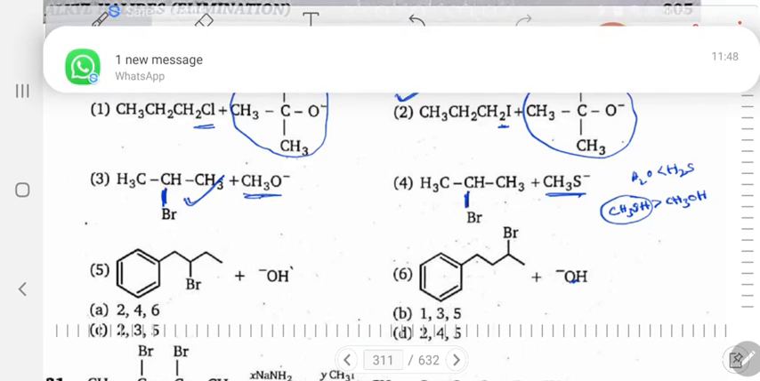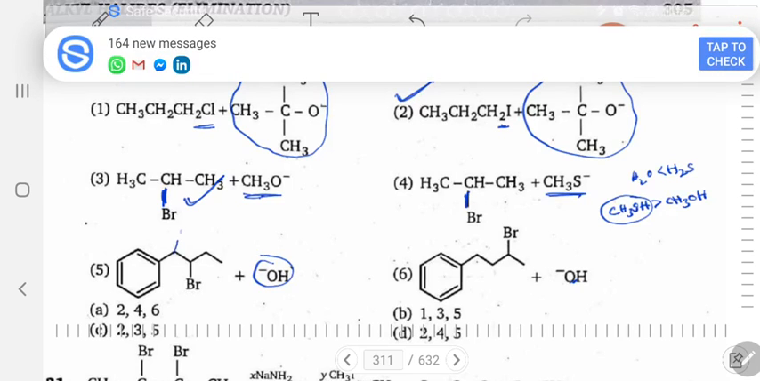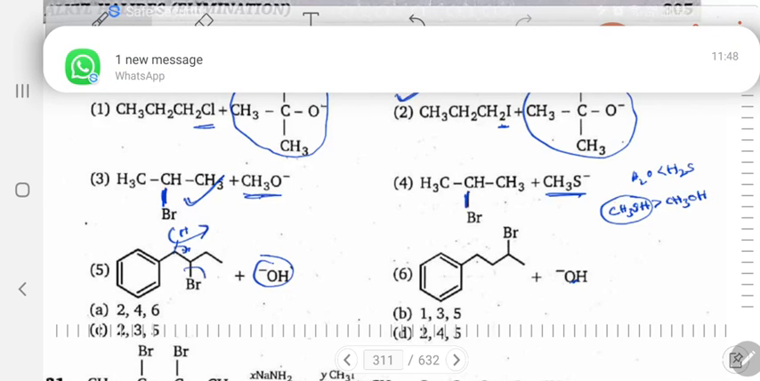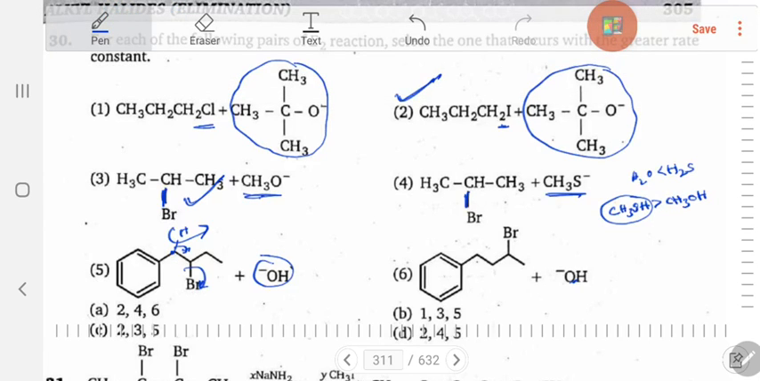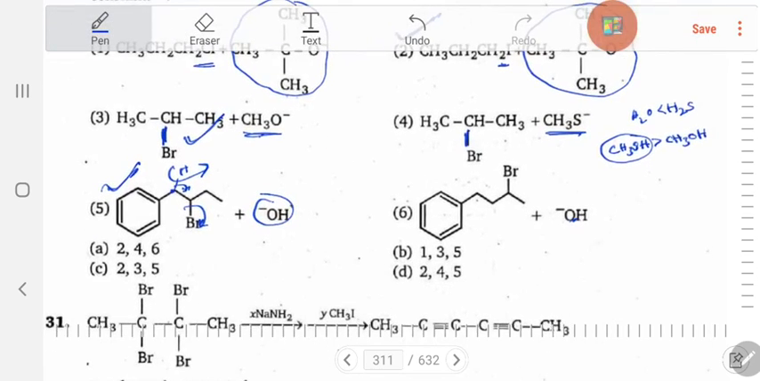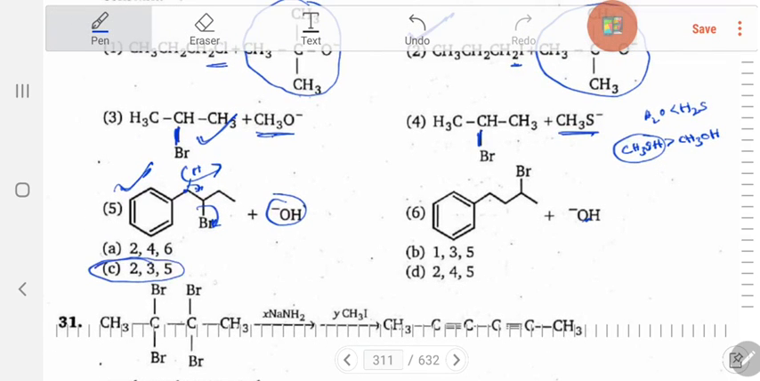Now coming to the next case. Now this OH minus will abstract this hydrogen easily, because when this is abstracted, you will get a more stable carbanion, right? Or we will get a double bond which is in conjugation with the benzene ring. So preferably this occurs readily. So the answer must be 2, 3, 5. So the correct answer here is 2, 3, 5, answer C. We will stop today. We will continue tomorrow, and we will complete the remaining questions of these elimination reactions, and then we will go to the next topic, right?